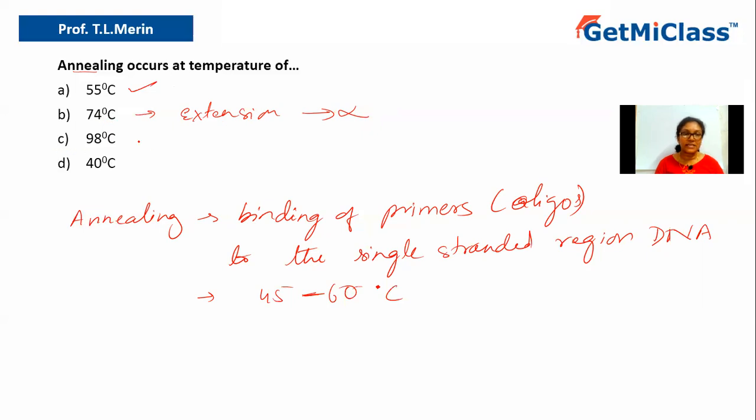Now option C says 98 degrees Celsius. At 98 degrees Celsius, like 94, 95 to 98, it will be denatured. The double-stranded DNA will get denatured to open up and form single-stranded DNA. That is called denaturation. So 98 degrees Celsius will cause denaturation of the DNA. Hence this is ruled out.